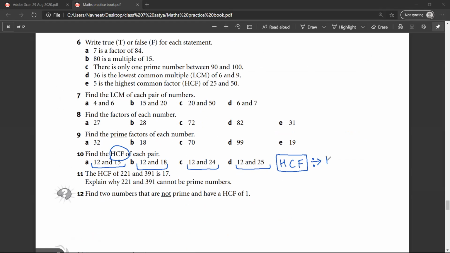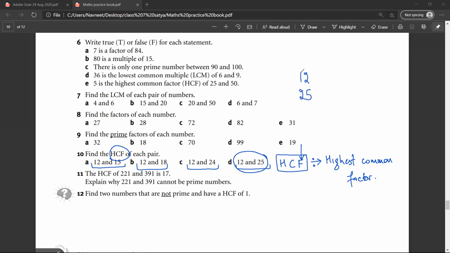See, HCF is highest common factor. So what HCF is trying to tell you is, let's take this example, 12 and 25. One thing that you need to understand is that it is a factor. So you should understand first what factors are.